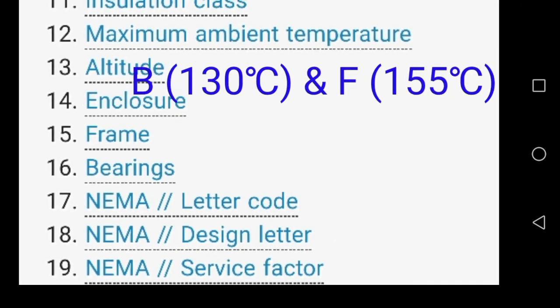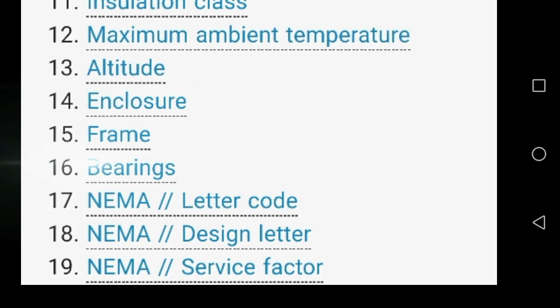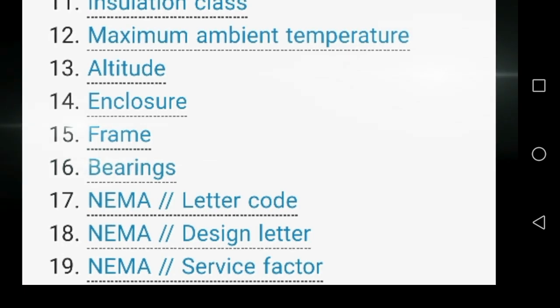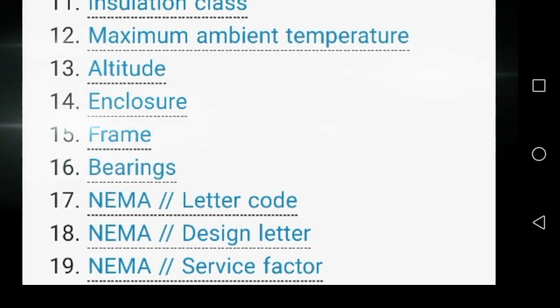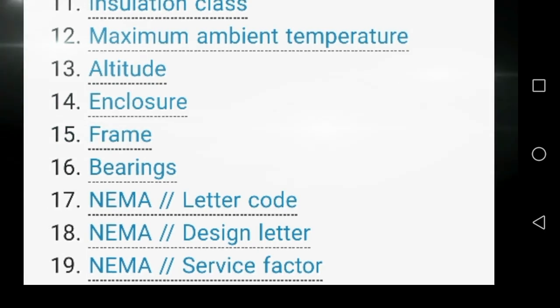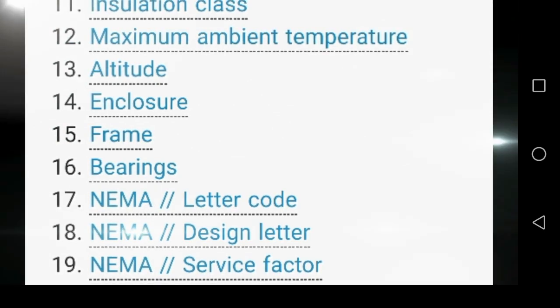Class B is normally used for up to 130 degrees Celsius, and class F insulation is used for up to 155 degrees Celsius. Then maximum ambient temperature, normally 40 degrees Celsius, is mentioned in the nameplate details. Altitude means the maximum height above sea level at which the motor can be installed as per the design.